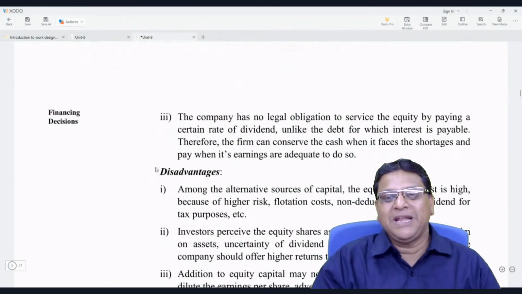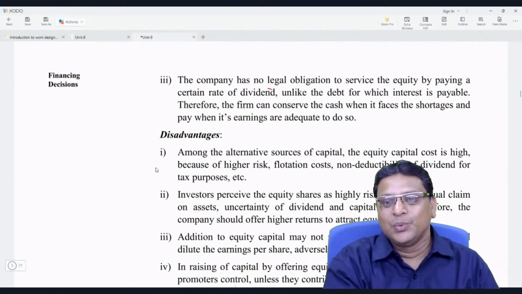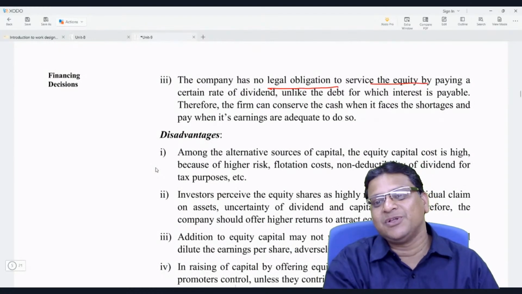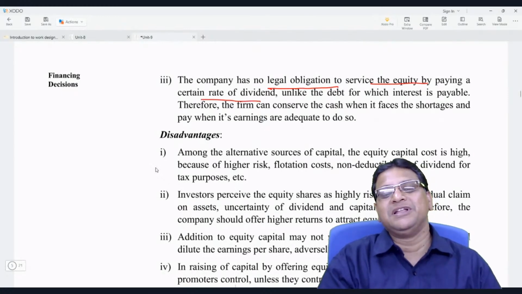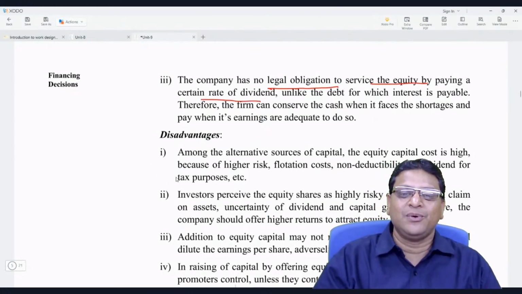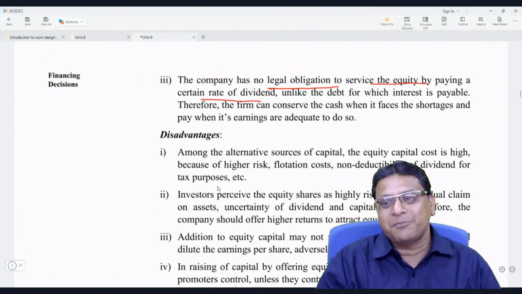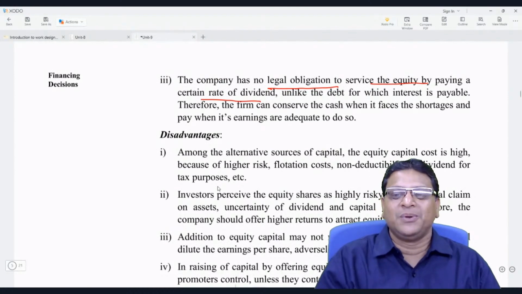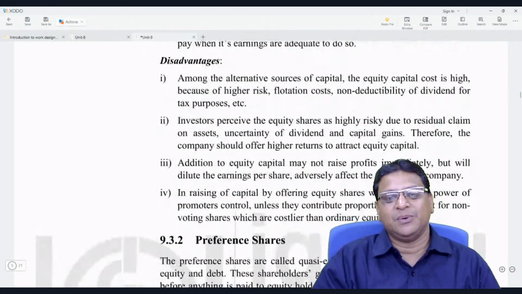Then, the company has no legal obligation to service the equity shareholders by paying a certain rate of dividend. The dividend rate of equity shareholders is not fixed. If there is a loss, the company will not pay any dividend. And the rate of dividend of the equity shareholder is also not fixed. So these are the advantages of equity shares.